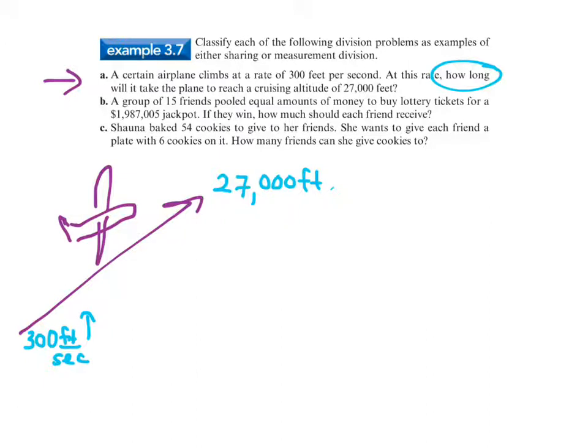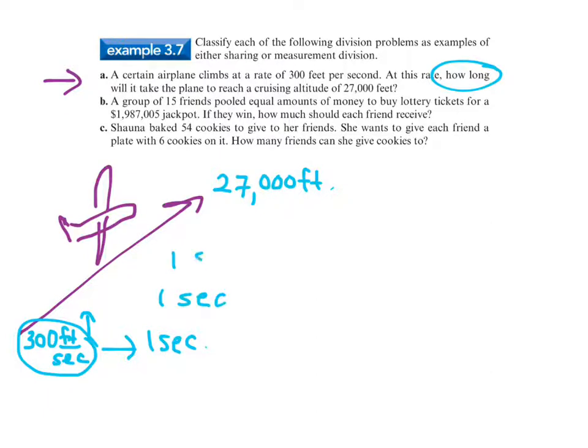Alright, so we know that the plane climbs at 300 feet per second, and then when we're asked to find how long it will take, we can go ahead and assume that that's in seconds. So we need to know how many seconds until we reach 27,000 feet. Right? Well, if you think of this 300 feet as your group of feet per 1 second, that is the distance traveled in 1 second. Right? Then what we need to know are how many seconds.